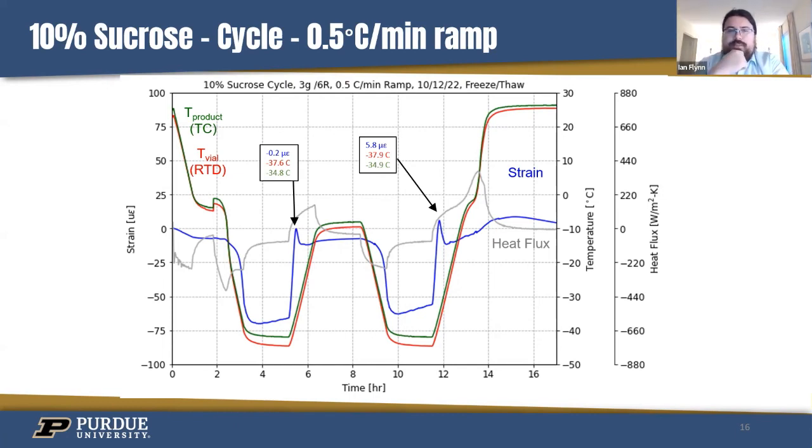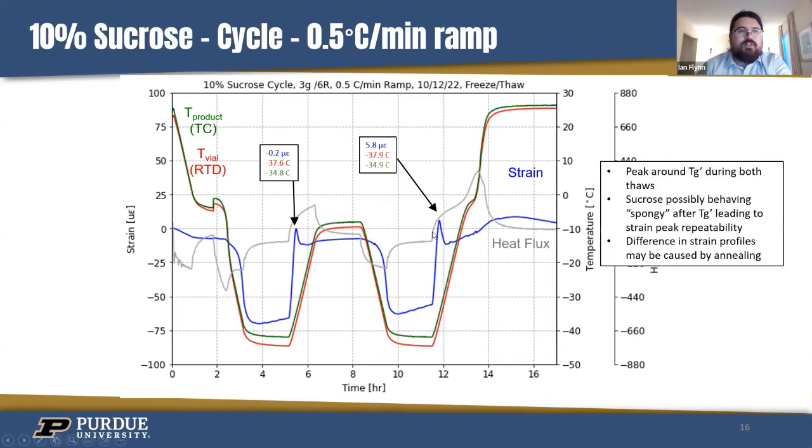But with this, it seems that the sucrose, once you pass your glass transition, is almost acting more spongy. So the fact that you could repeat this shows that it's not just seeping away from where it was before, because we can see this peak around our glass transition occurring multiple times.